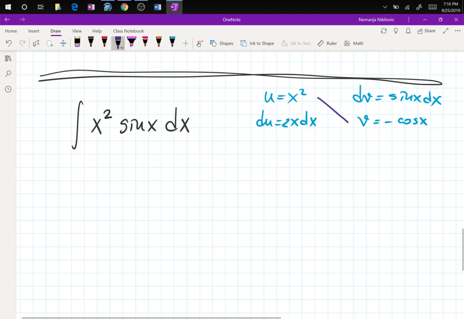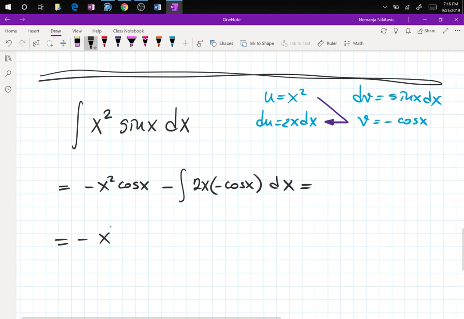Put my trusty arrow over here. And let's go. uv, well, that's going to be negative x squared cosine x, minus the integral of 2x times negative cosine x dx. I'm just going to clean this up. So there's a plus over here. I can even kick 2 outside and have 2 times the integral of x cosine x dx.